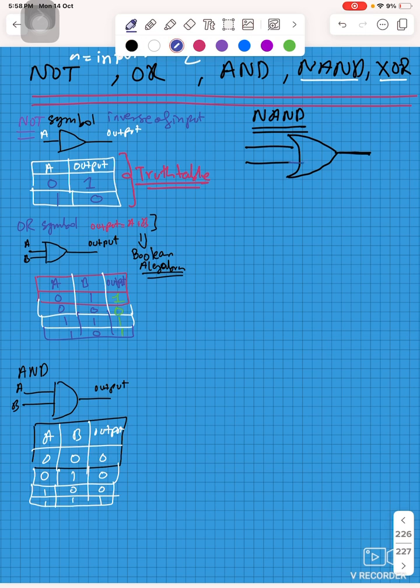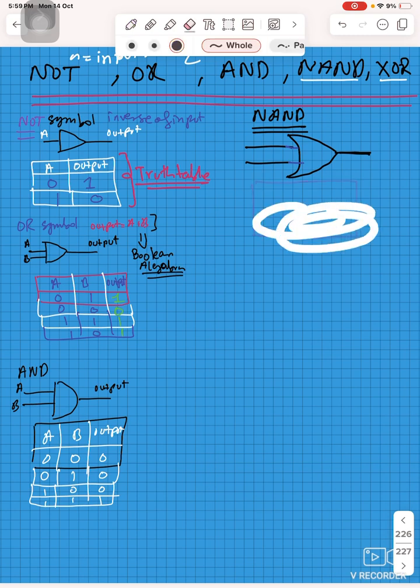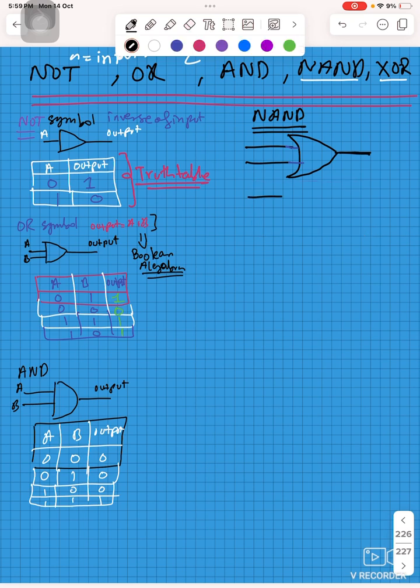Here, what we have is the NAND gate. If I draw its parts separately, it is these two: first AND and then NOT. It makes sense, AND is first and NOT is second.